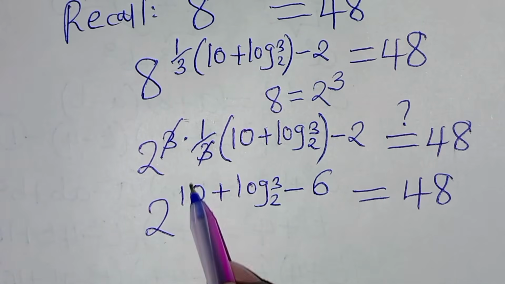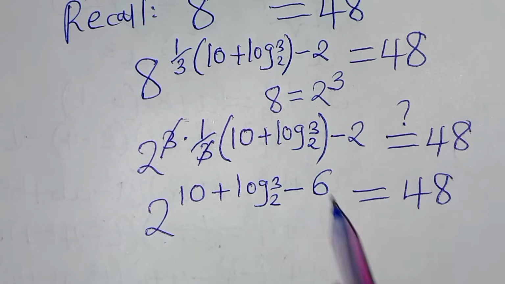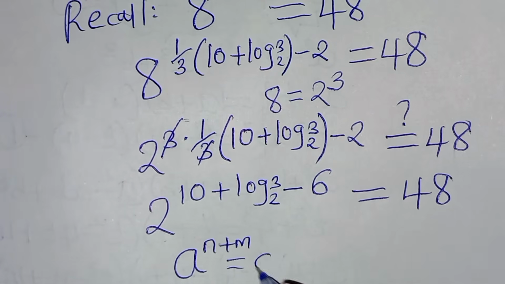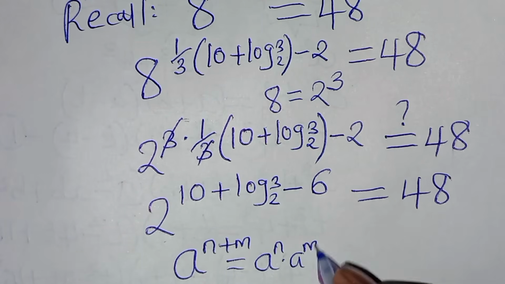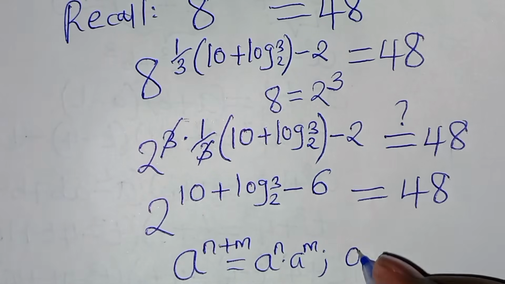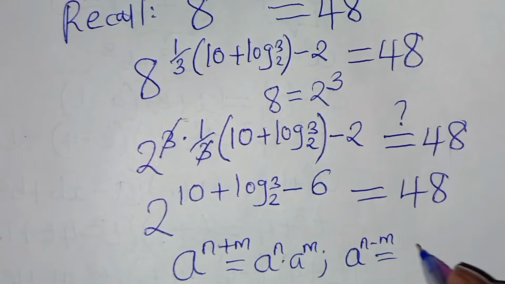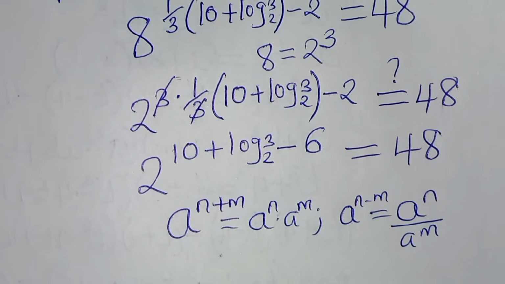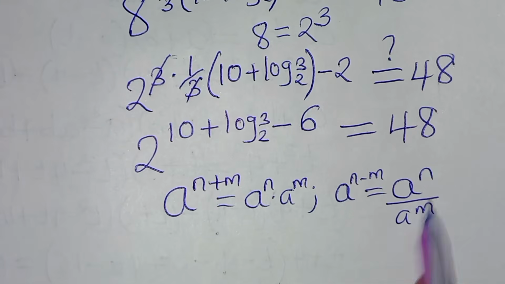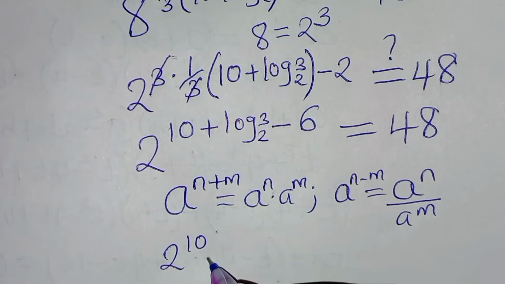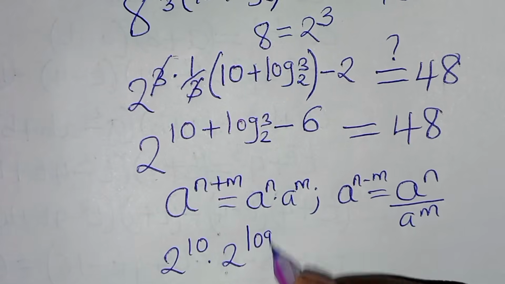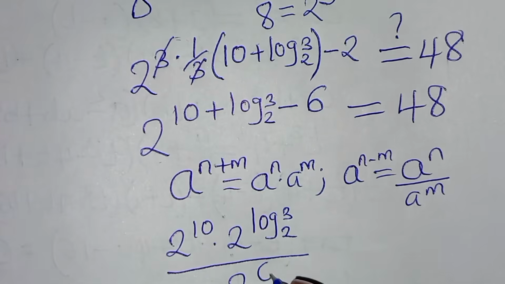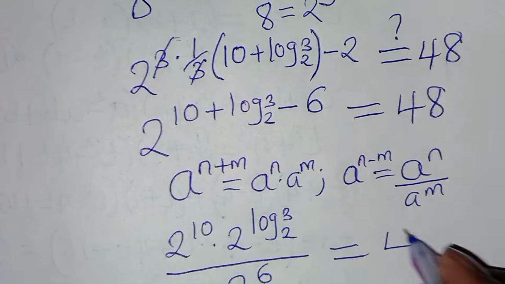Now we have 2 to the power 10 plus log 3 to base 2 minus 6. This is in the form of a to the power n plus m, which we can express as a to the power n times a to the power m. And again, this is in the form of a to the power n minus m, which we can express as a to the power n divided by a to the power m. Now, applying these exponent properties, we'll have here 2 to the power 10 times 2 to the power log 3 to base 2 divided by 2 to the power 6. This should give us a value of 48.